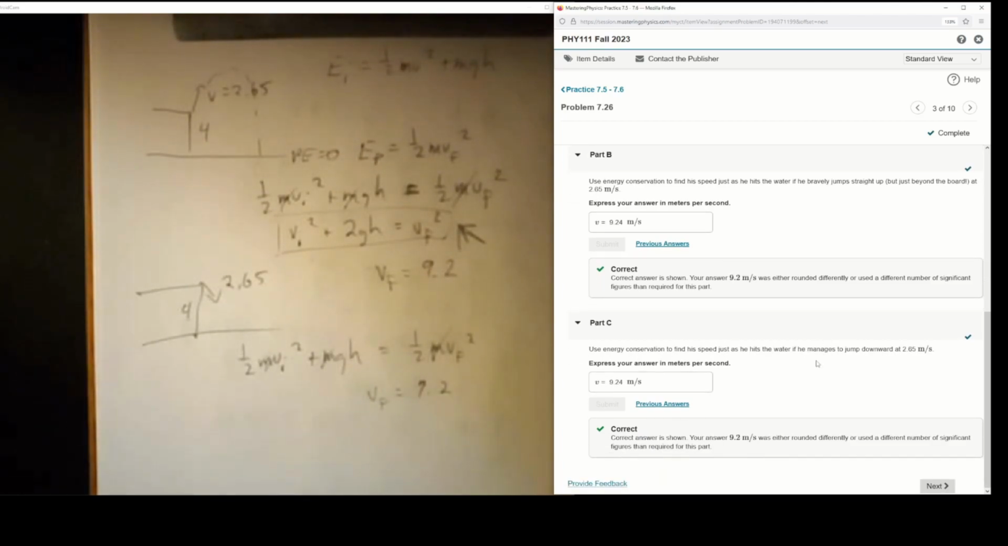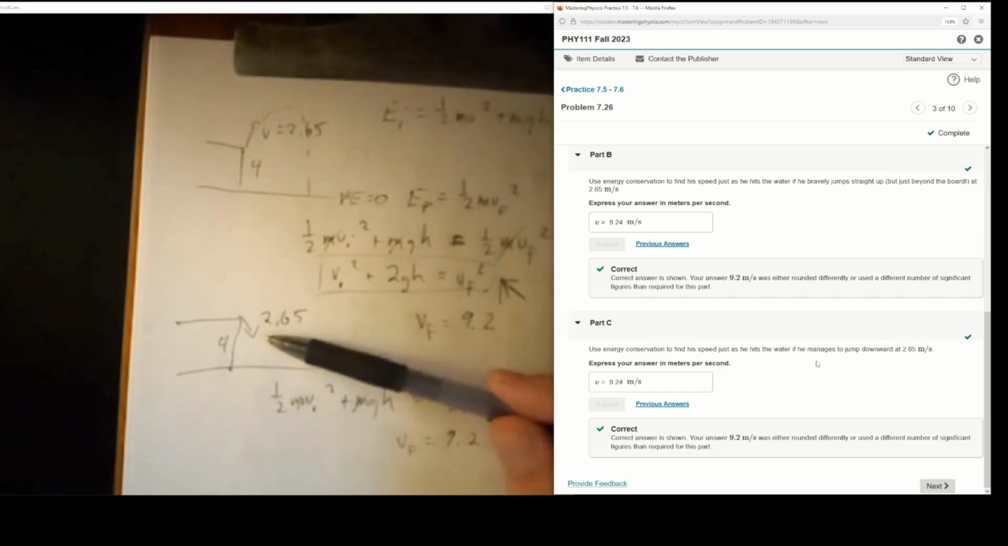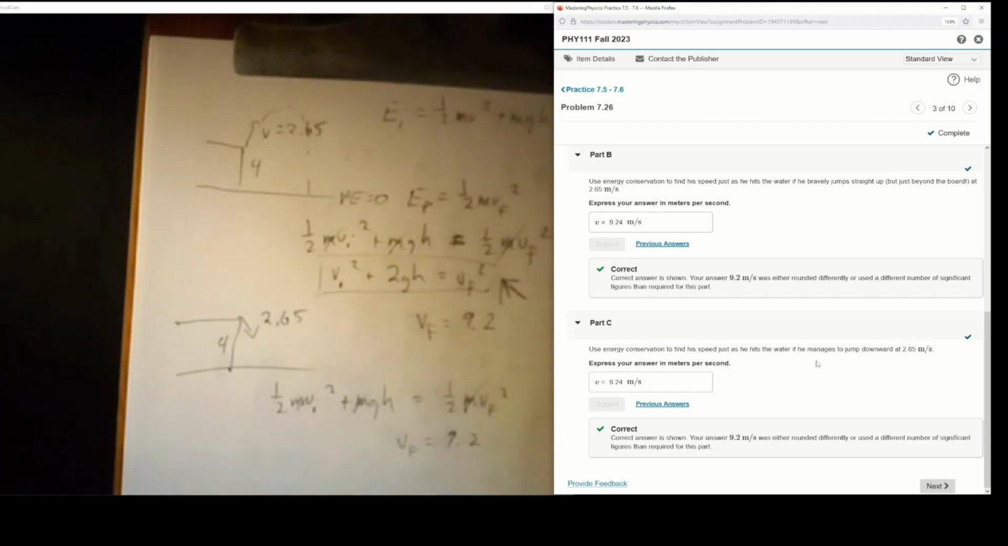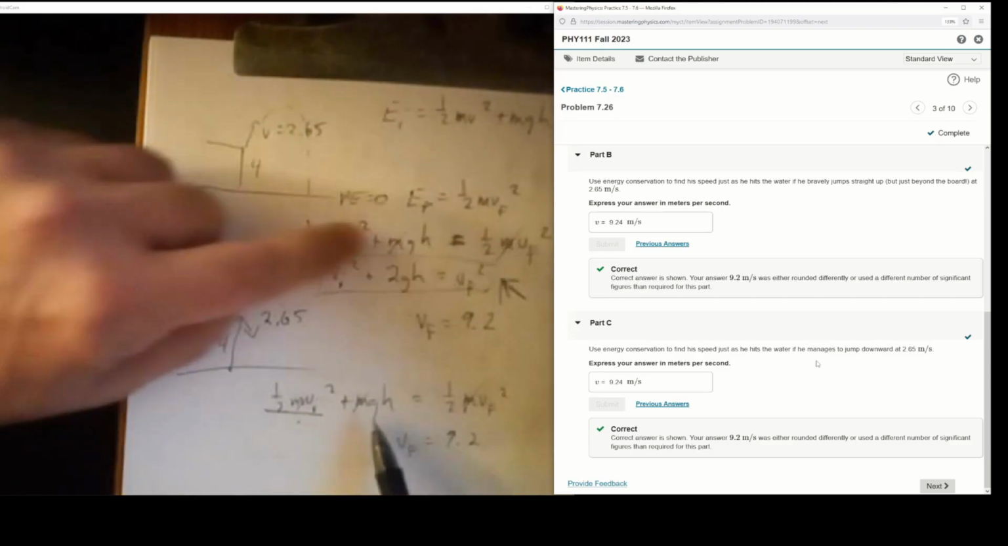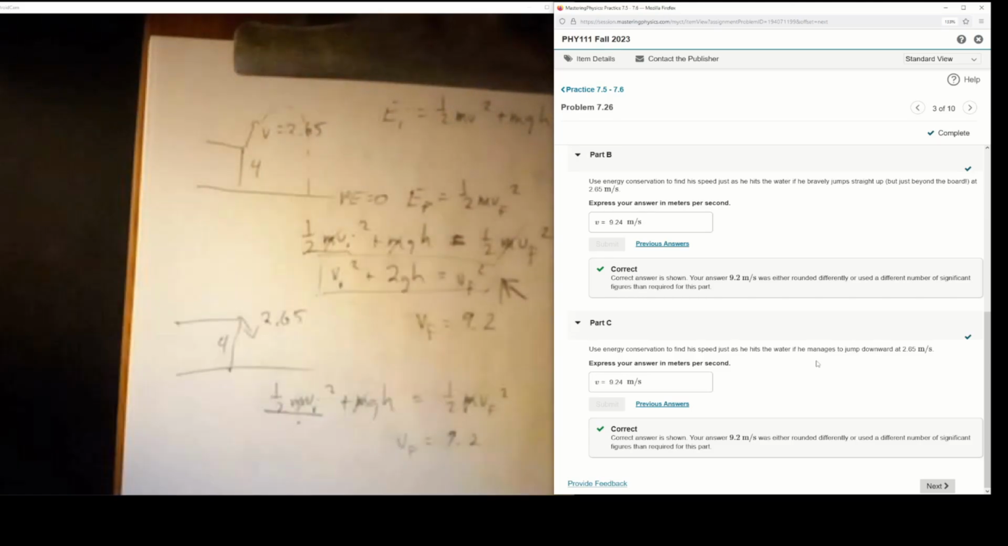So just to say that one more time, B and C are actually the same equations because energy is not a vector. It doesn't care about direction. It doesn't care whether you've jumped up or you've jumped down. You're still giving yourself a kinetic energy, which is this first term here. Whether you jump up or down, you're giving yourself a kinetic energy. And in each case, we're also the same height above the water. We get the same mgh.